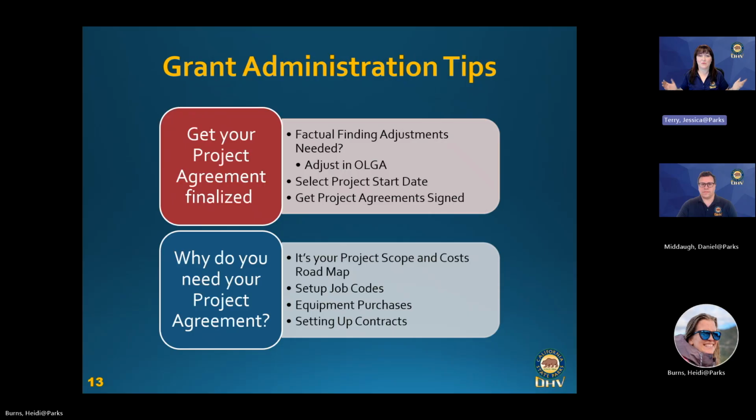Now, why do you need your project agreement? Well, first, it's your project scope and cost roadmap, which is definitely a good thing to share with your team, especially with the changes to the new reallocation request form requirements. But also, many agencies need the finalized project agreement to set up their job codes, initiate equipment purchases, and to set up contracts, for example. So please, lay out a proactive plan, which starts with getting those project agreements finalized. Next slide, please.